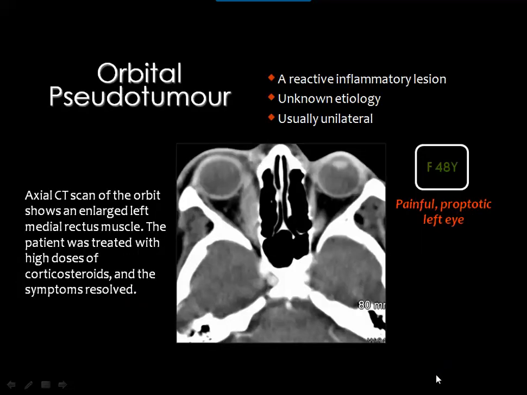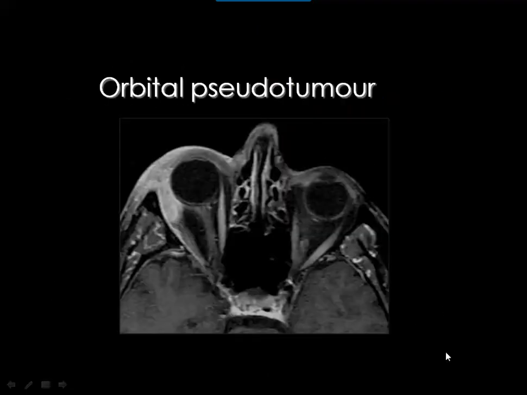Then orbital pseudotumor is a reactive inflammatory disease of unknown etiology. It is usually unilateral, but sometimes may be bilateral. And the presentation is usually by painful proptotic eye, and you get a reticulated appearance of the fat and the involvement of usually one of the extraocular muscles. The clinical data are very important here to reach the diagnosis.